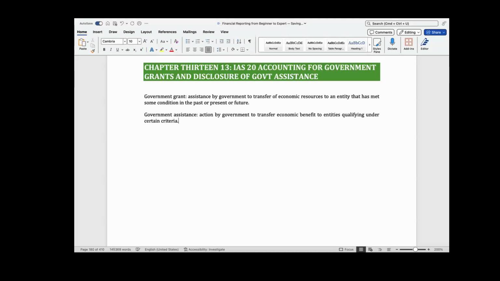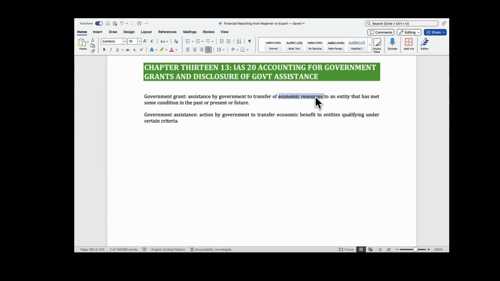So the difference is in the fact that government assistance is a wider scope than government grant. Government grant is majorly monetary, right? It's majorly monetary. When government gives economic resources to an entity, like a subsidy, or when government says, okay, instead of you to buy dollar at 1,000 naira, we're going to give you at 500 naira.